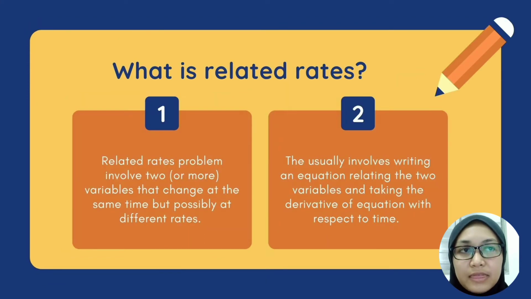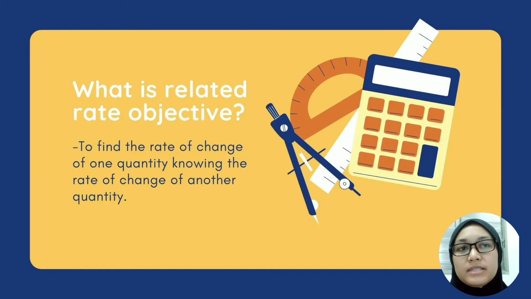What is a related rate? Related rate problems involve two or more variables that change at the same time but possibly at different rates. They usually involve writing an equation relating the variables and taking the derivative of the equation with respect to time. What is the objective of related rates? To find the rate of change of one quantity, knowing the rate of change of other quantities.